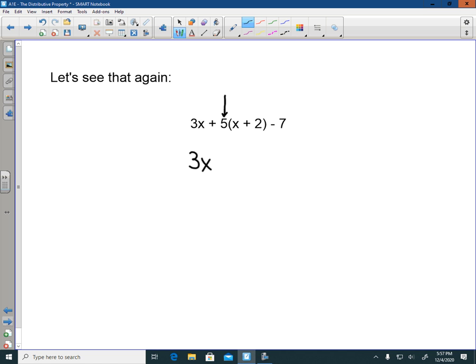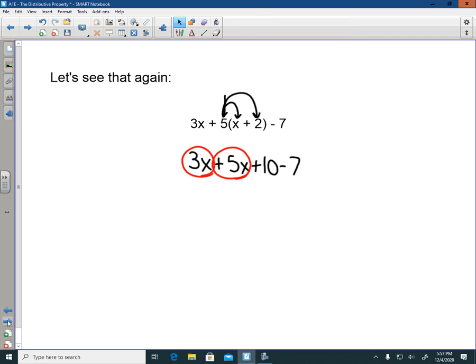Just bring it down. 3x plus 5 times x, or 5x, and then 5 times 2, or positive 10. And then we didn't do anything with the negative 7, and so that comes down. So the distributive property got rid of the parentheses, but now it looks like we have to combine some like terms. What I see is that we have 3x and positive 5x as a pair of like terms. And then we also have this 10 minus that 7. And we can combine those like terms and get 3x plus 5x, or 8x.